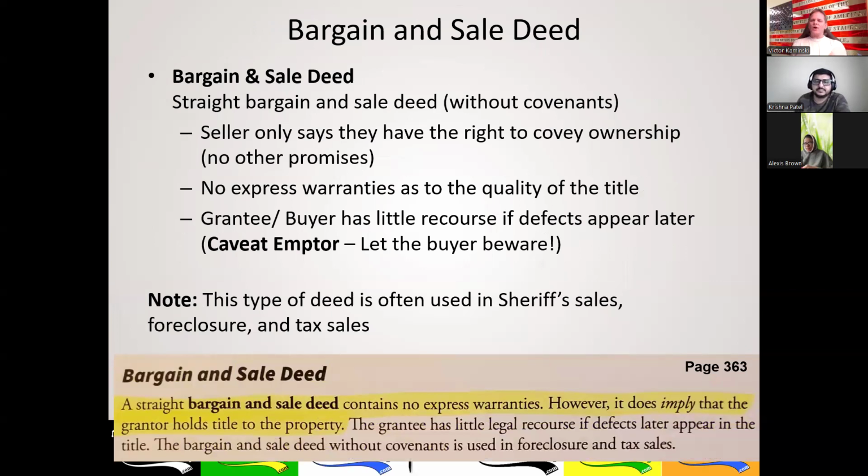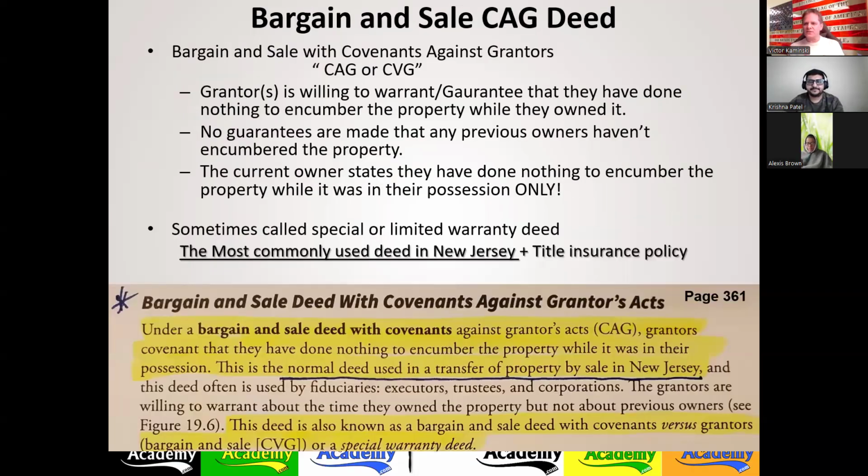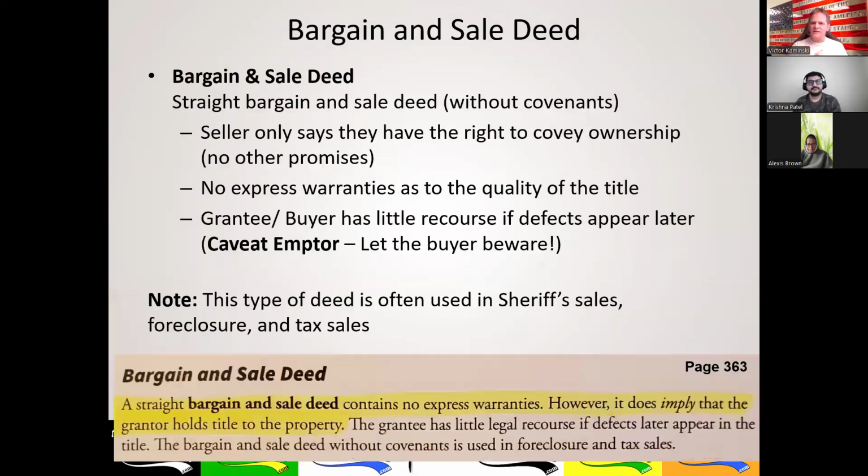Then we have the straight bargain and sale deed. There's nothing written after that. No covenants, no nothing. So it's a totally different deed. A bargain and sale deed is a totally different deed from a bargain and sale CAG deed. So don't get lazy when meaning to say bargain and sale CAG deed and say a bargain and sale deed. It's a totally different deed. So a bargain and sale deed, that's it, without any covenants.